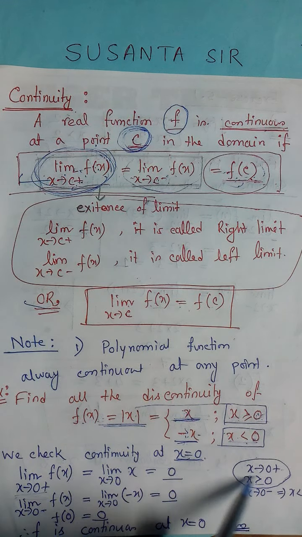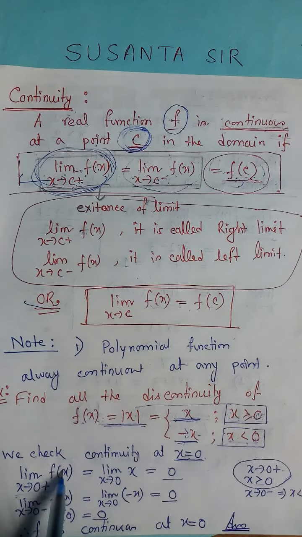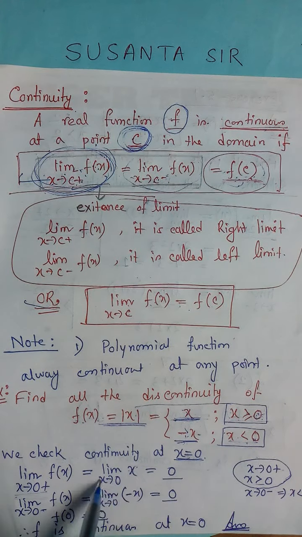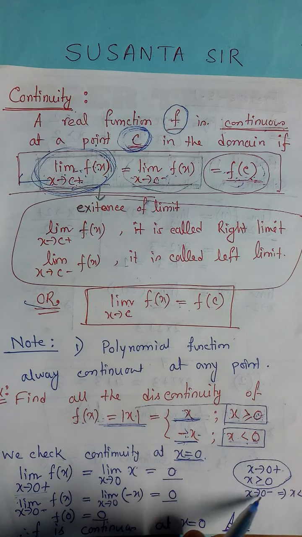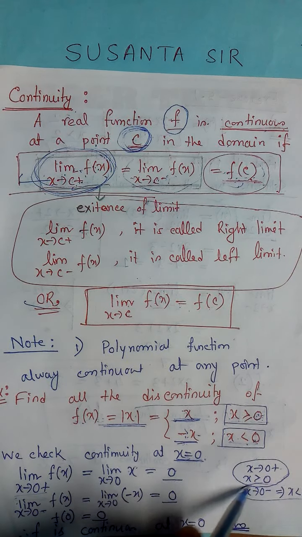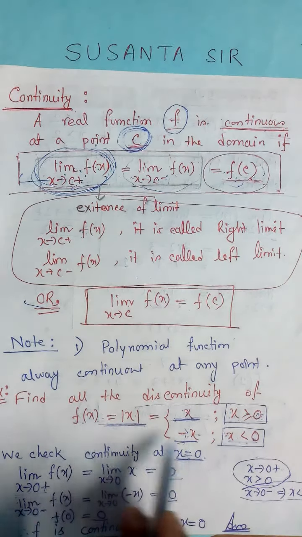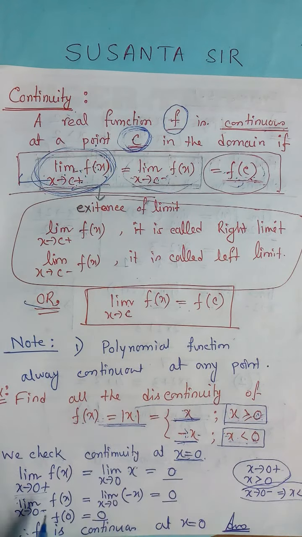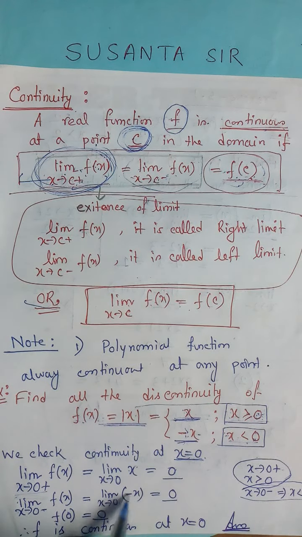If x is greater than 0, then the value of f(x) is x, that means in place of f(x) put x. Now put x equal to 0 here, 0. Now limit x tends to 0 minus f(x), x tends to 0 minus means x less than 0. If x is less than 0, then the value of f(x) is minus x, so in place of f(x) put minus x. Now put x equal to 0 here, minus 0 means 0.